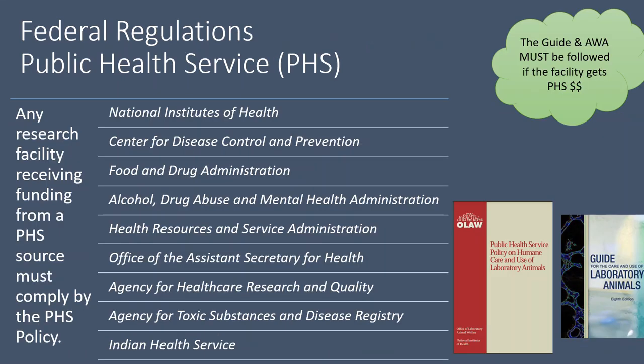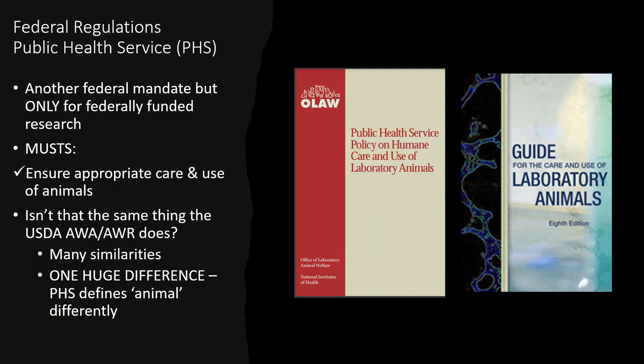Now, let's talk about the Public Health Service, PHS, policy on the humane care and use of laboratory animals. The PHS policy is a federal mandate, but only for federally funded research. It has similarities to the Animal Welfare Act, AWA, in terms of its requirements and structure, as both policies are responsible for overseeing and ensuring compliance with animal welfare regulations. However, there are key differences.